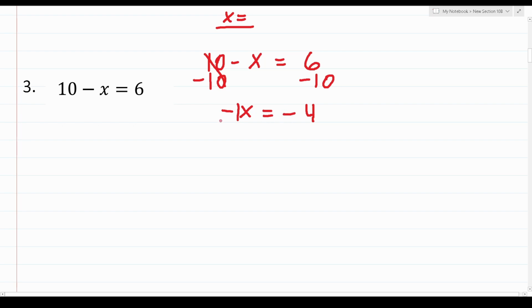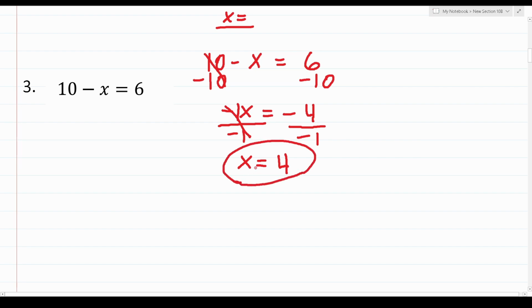Well, how can we make this become a positive? What if we divide both sides by negative 1? This crosses out here and here, leaving you with x. And what's negative 4 divided by negative 1? A negative divided by a negative is going to be a positive. So this is going to be positive 4. And again, we're at the point where we have x equal to something.